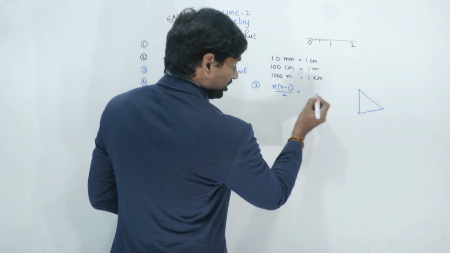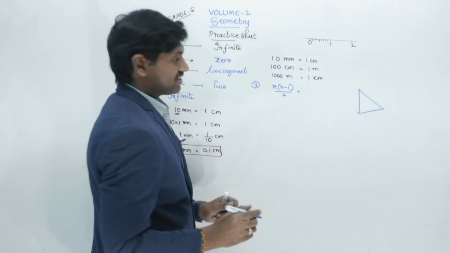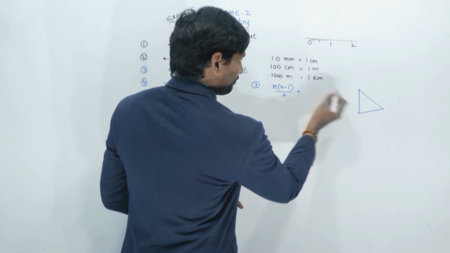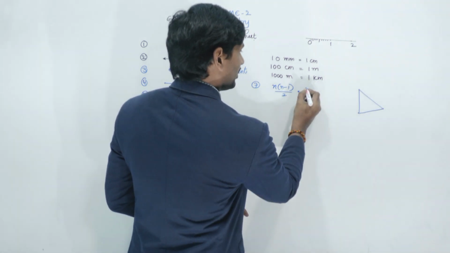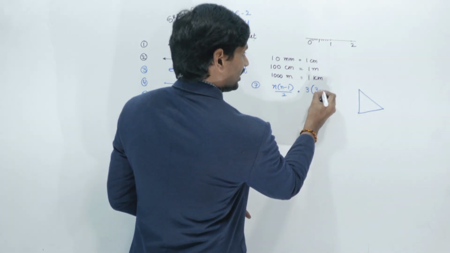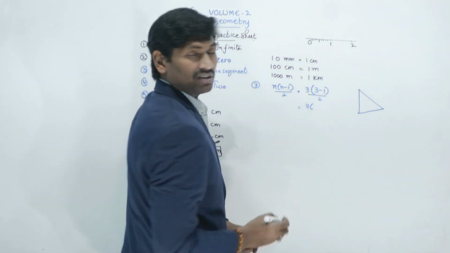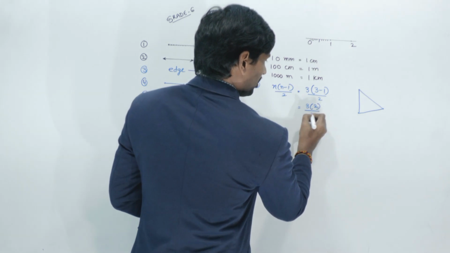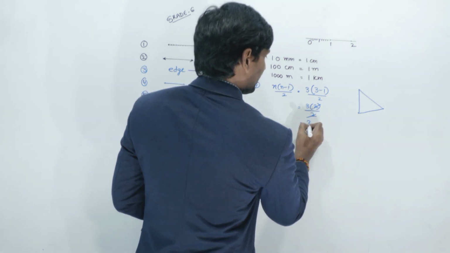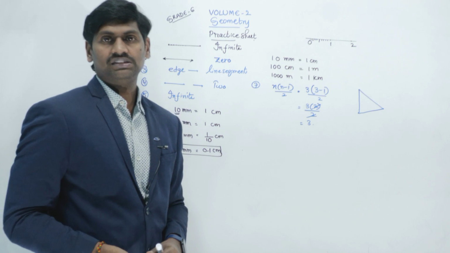Let us see the formula. We got only 3 line segments, right? So if you substitute in the place of n, where n means 3 non-collinear points, we get 3 into (3 minus 1) by 2. That is 3 into 2 by 2. The 2 cancels, so the number of line segments is 3.